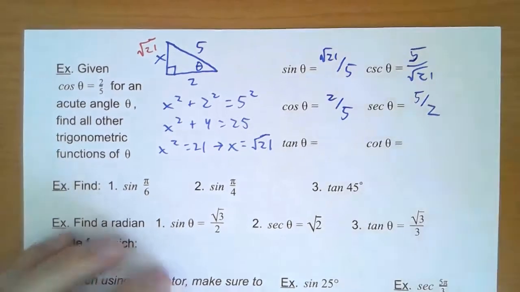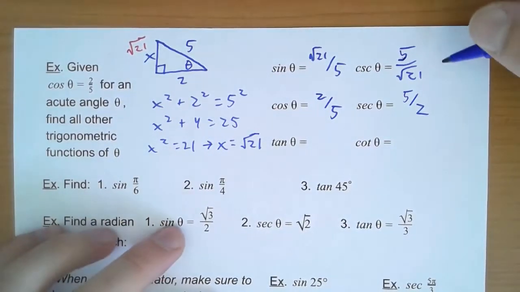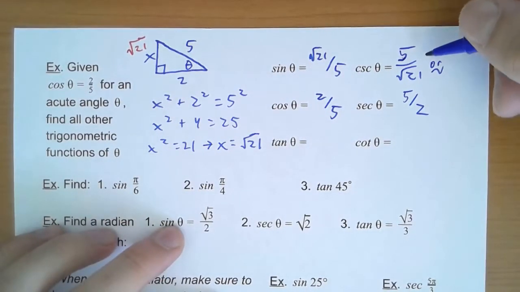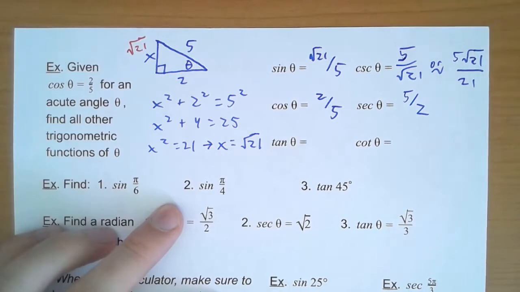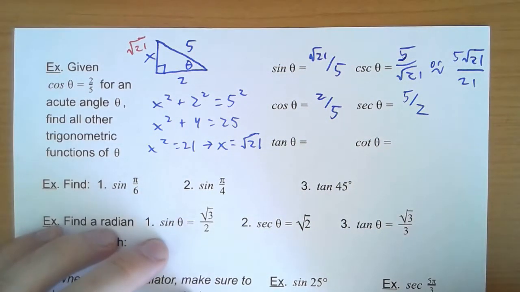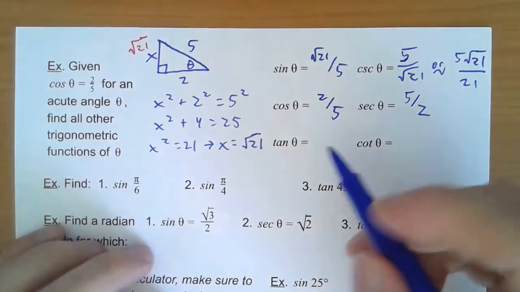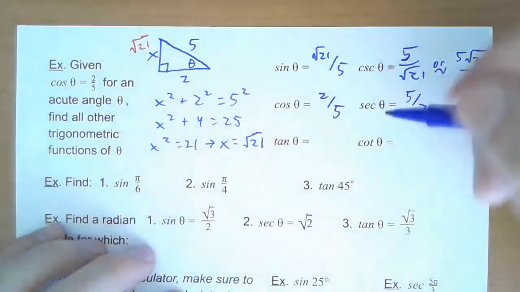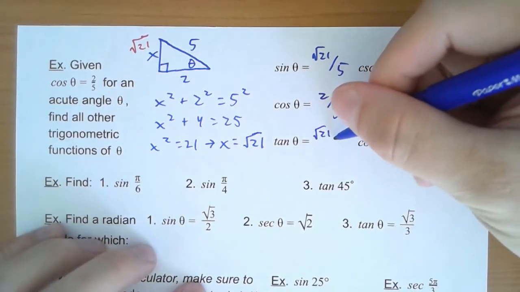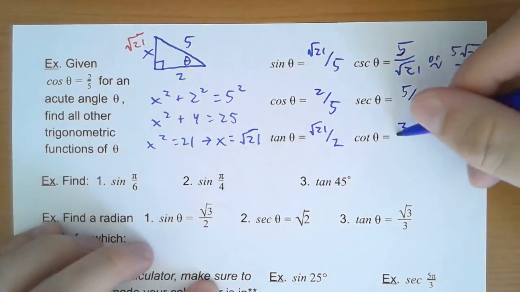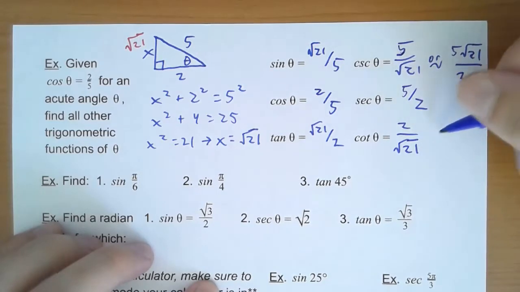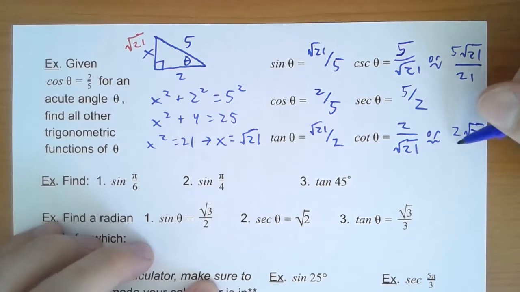Okay. Now, if you're an old school traditionalist and you want to rationalize, you're welcome to. If you want to multiply by root 21 over root 21 and get 5 root 21 over 21, that's perfectly fine too, but you don't have to do that. So tangent is opposite over adjacent, so we'll have root 21 over 2, and then cotangent is the reciprocal. And again, you can either say 2 over root 21, or if you really want to, you can rationalize the denominator.